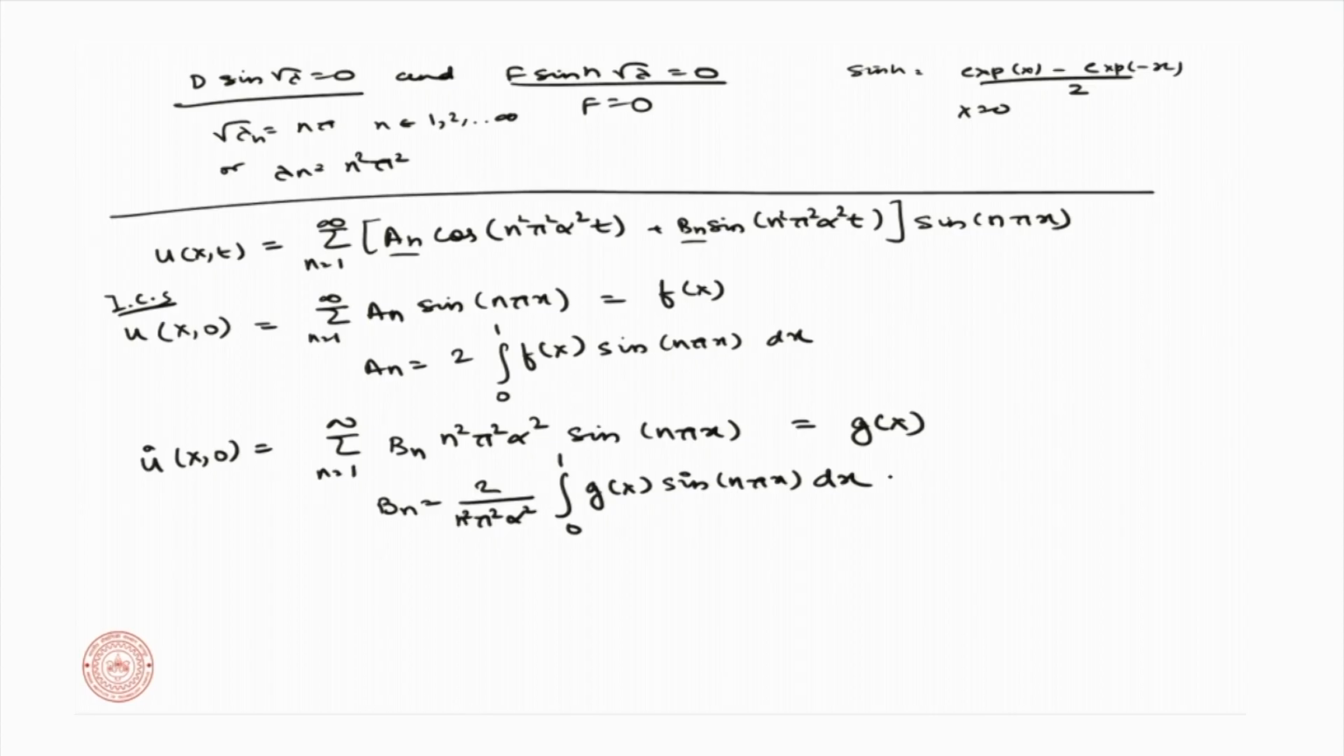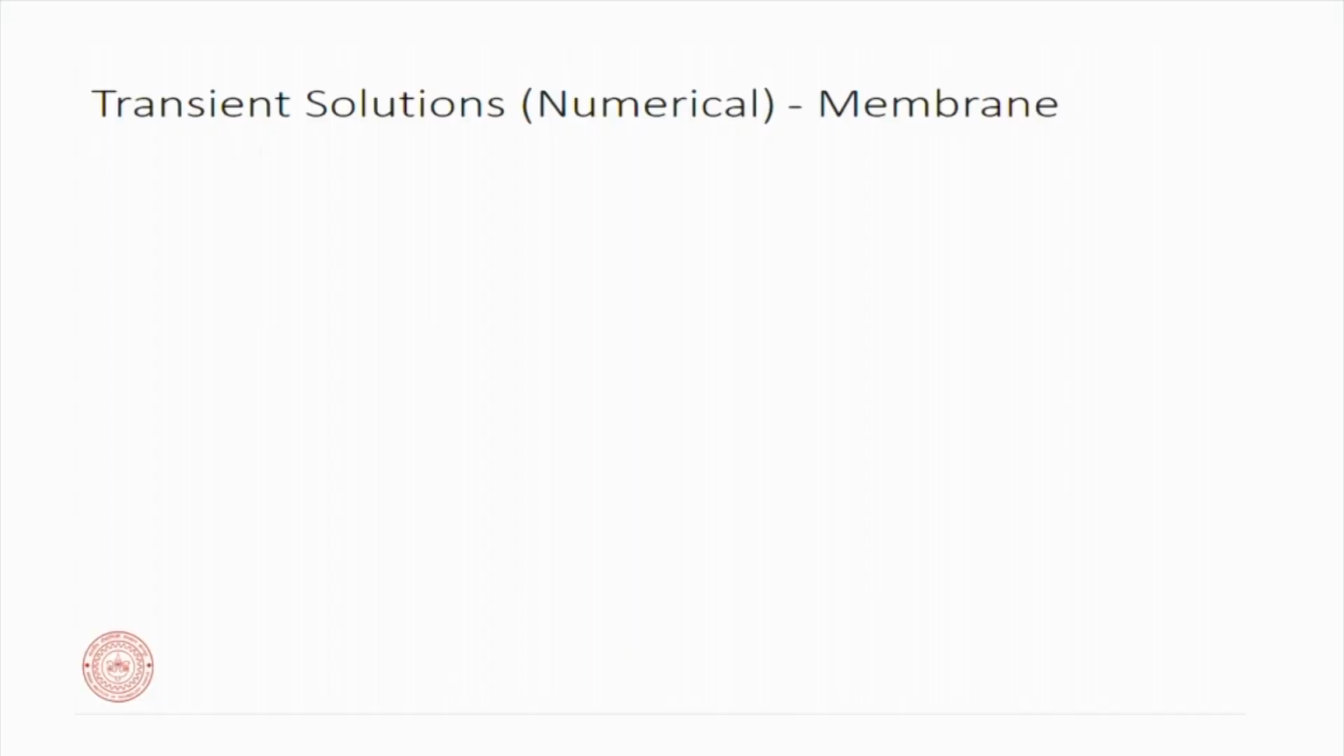So, once you can find a_n and b_n for each n value, then you can find the net u, or the net displacement. Okay. We have gone over the cases for the beams and for the membrane. We have seen how to solve this analytically. Now, let us try to put it up numerically.